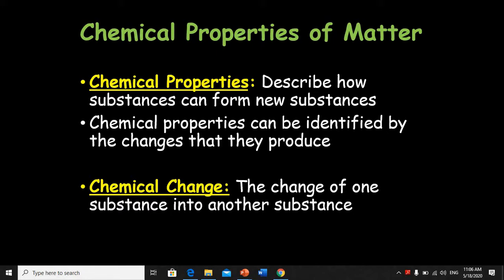While the chemical change is the change of one substance into another. So if you start with a substance and after the change you find it has become another one, then this is a chemical change. While we said that the physical change doesn't change the substance itself or the identity of the substance itself. Okay, so let's move to see the difference between them.